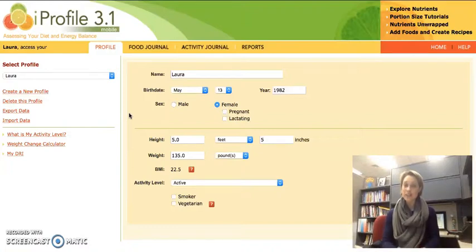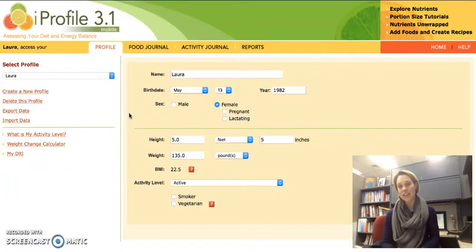All of these are really important for a number of reasons. So birthday, as we age, our metabolisms change a little bit. When I first started teaching 11 years ago, I got to eat about 200 extra calories a day, and now that I'm in my mid-30s, I don't get to eat those 200 extra calories anymore.